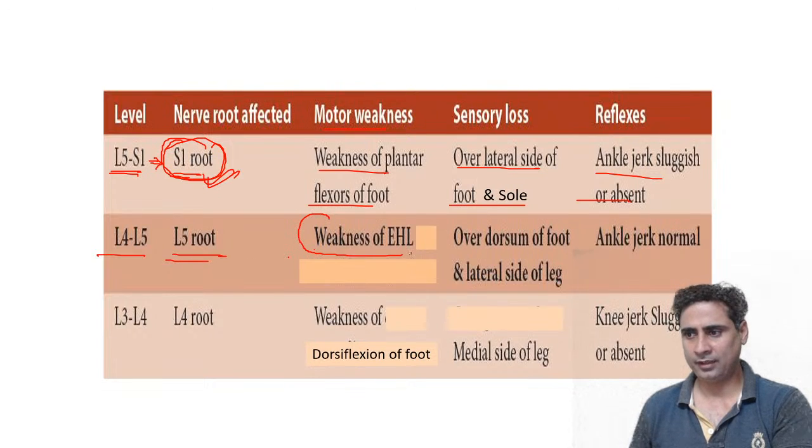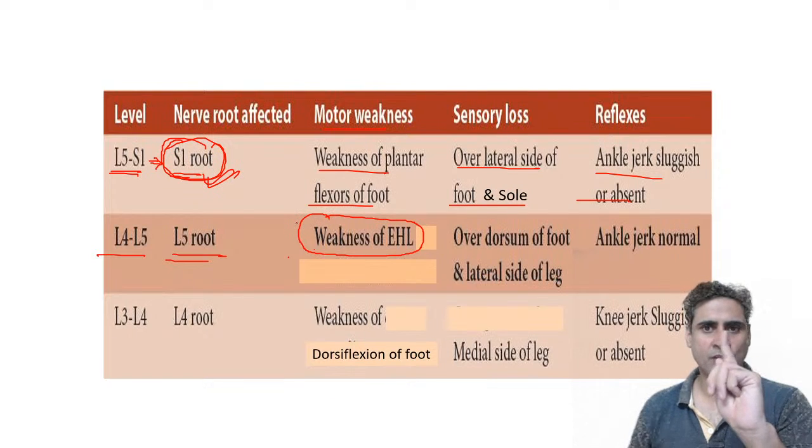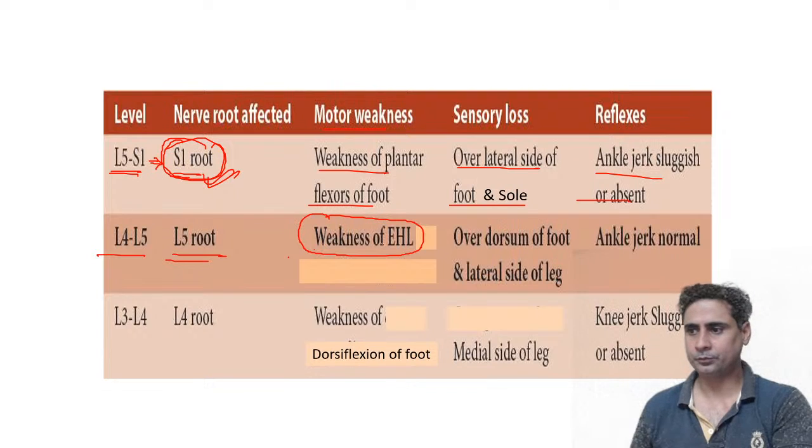In L4-L5 disc prolapse, the L5 nerve root is the traversing nerve root, which is the major supply to extensor hallucis longus. So there will be weakness of extension of the great toe. Sensory loss will be there on the dorsum of the foot and the lateral side of the leg.